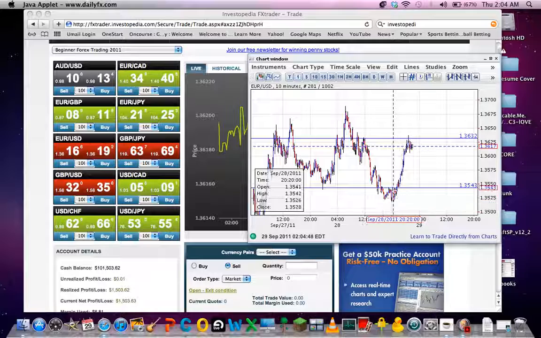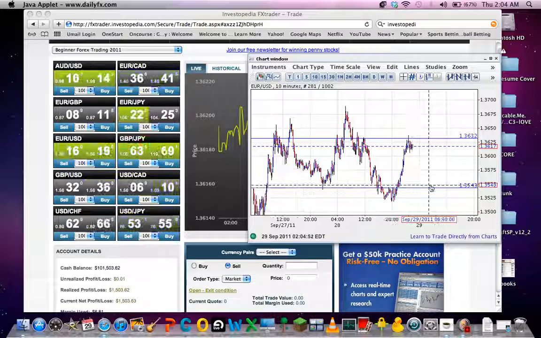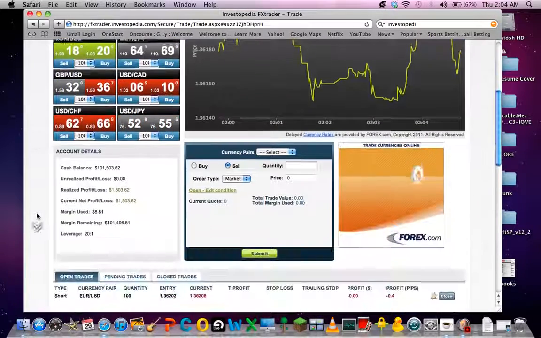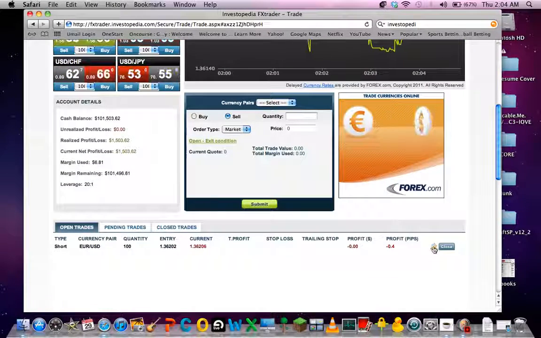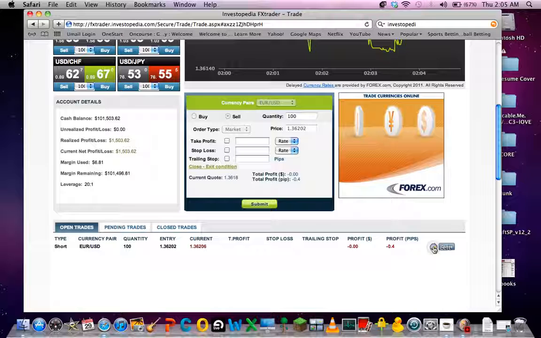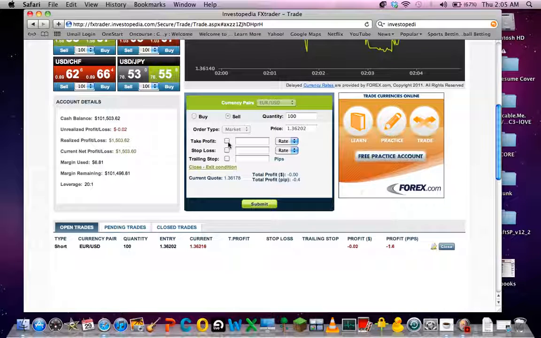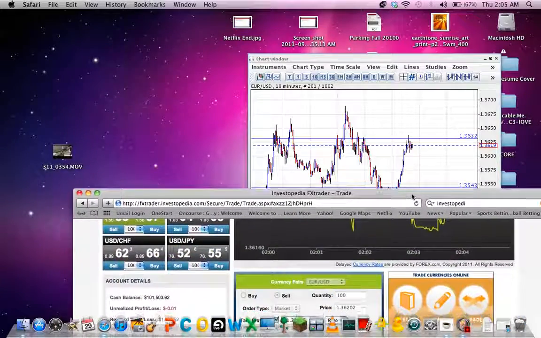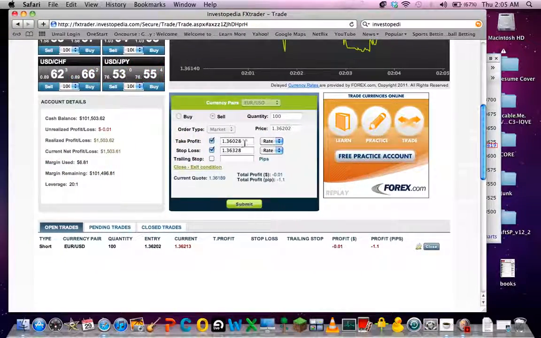So first let's put in our take profit or our limit order. So 1.3543, that's where we're hoping it would go. So the currency goes in here, down here, and we're going to add a condition. So we're going to do take profit and a stop loss. So what we wanted at our take profit was 1.3543.